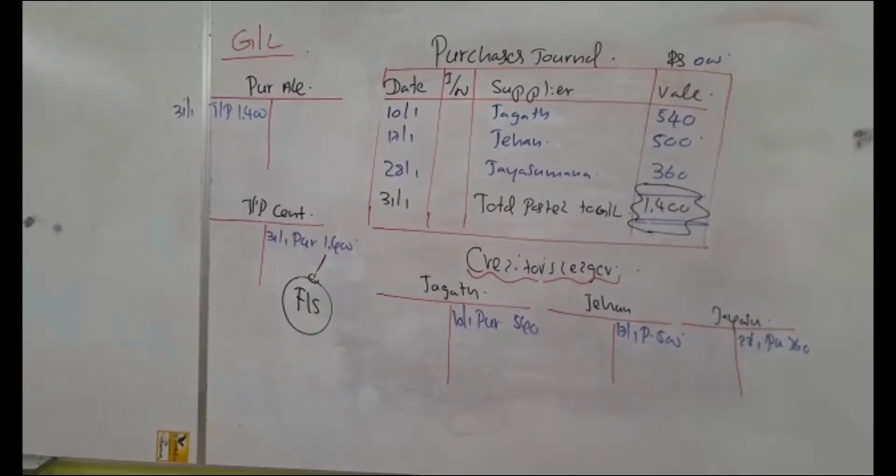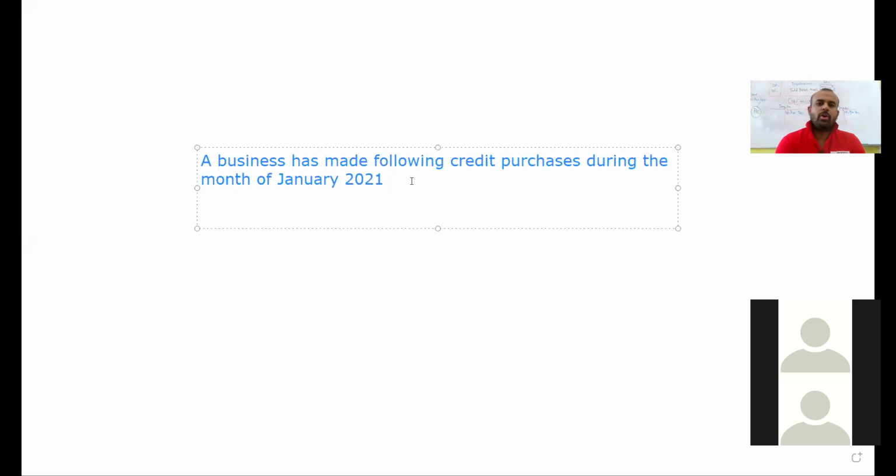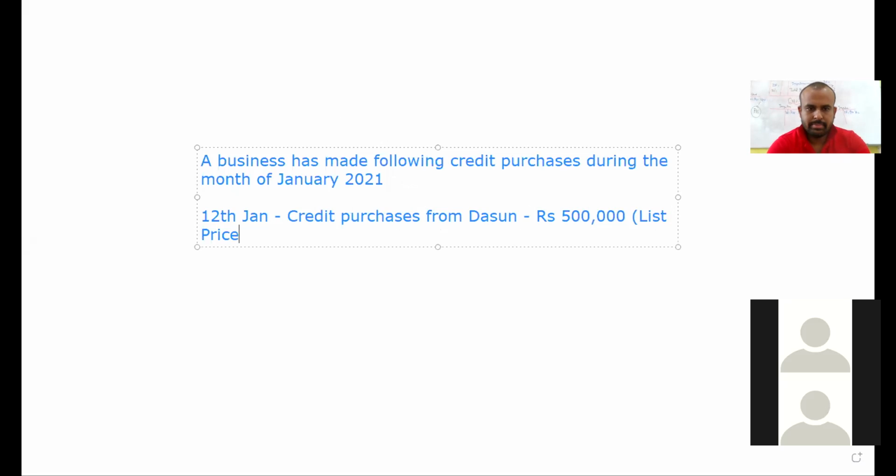Let me know once you finish it. The business has made the following credit purchases during the month of January 2021. On 12th Jan, credit purchases from Dasun, rupees 500,000, within bracket you can say list price, trade discount 10%.